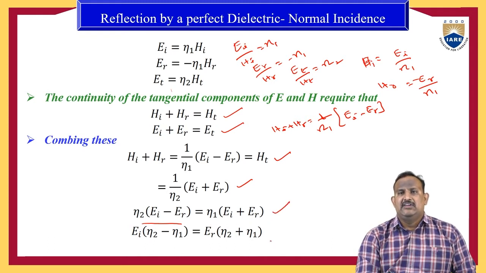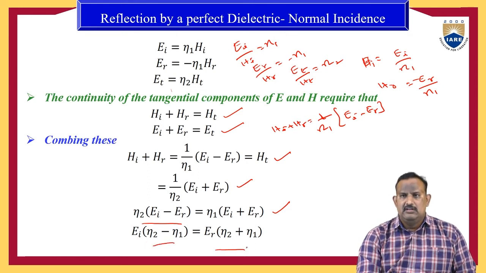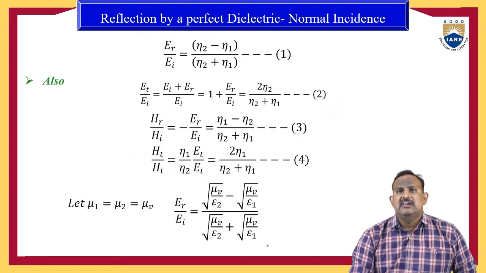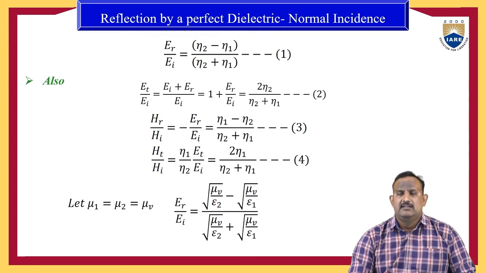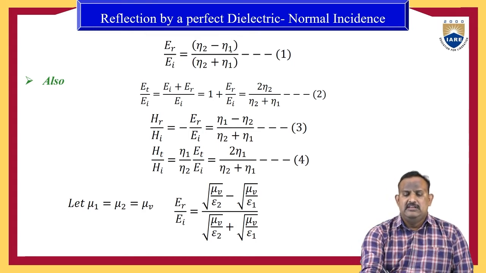If we simplify the equation, EI into eta 2 minus eta 1 is equal to ER into eta 2 plus eta 1. Therefore, the ratio of reflected to incident, ER by EI, is equal to eta 2 minus eta 1 by eta 2 plus eta 1. Let us call this equation 1.